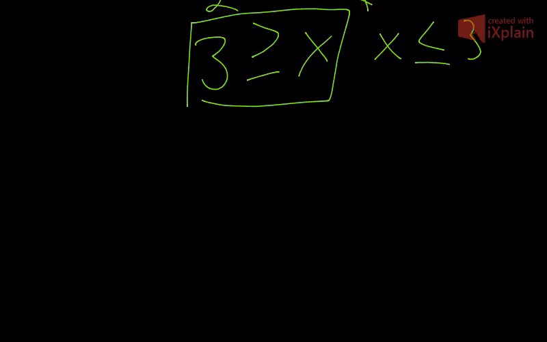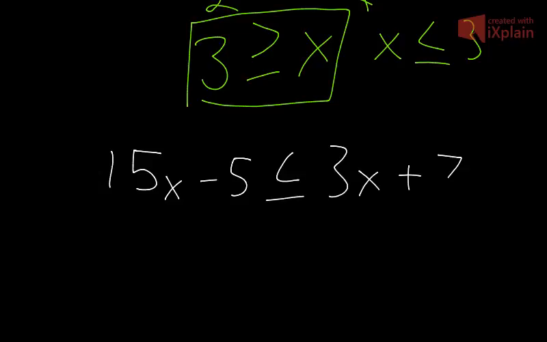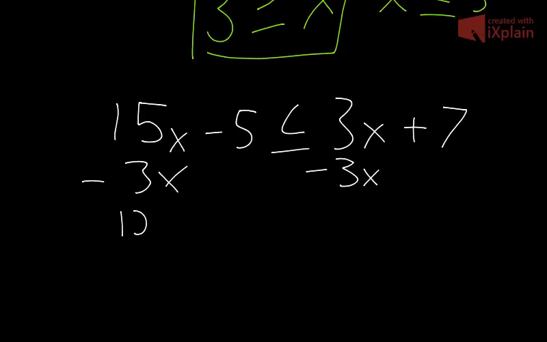So we're going to start with 15x minus 5 is less than or equal to 3x plus 7. I'm going to start off recognizing I have 2 x's again, so I have to get rid of one of them. And just like I said last time, it's easier to get rid of the smaller one, although if you wanted to, you could absolutely get rid of the bigger one first. 15x minus 3x is 12x. These cancel out, and I end up with 12x minus 5 is less than or equal to 7.